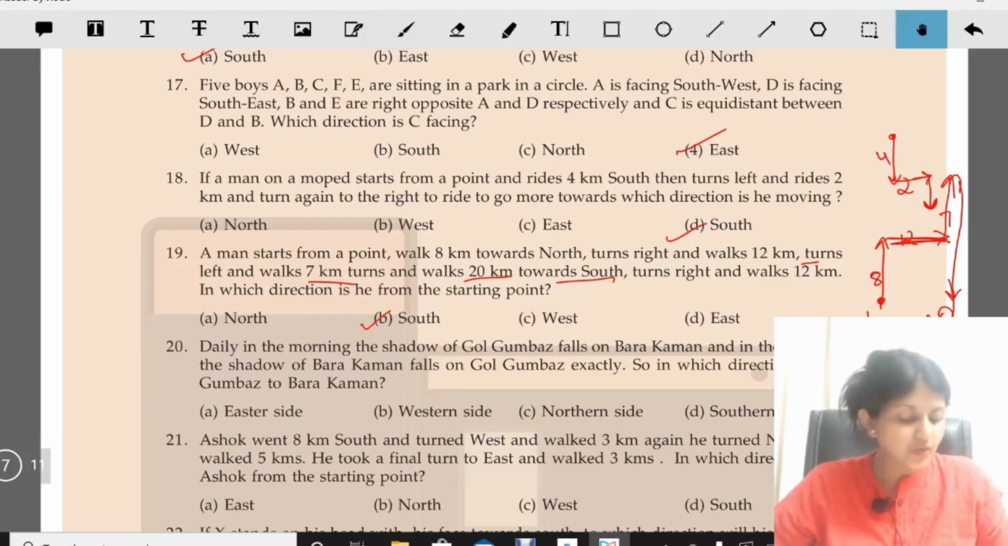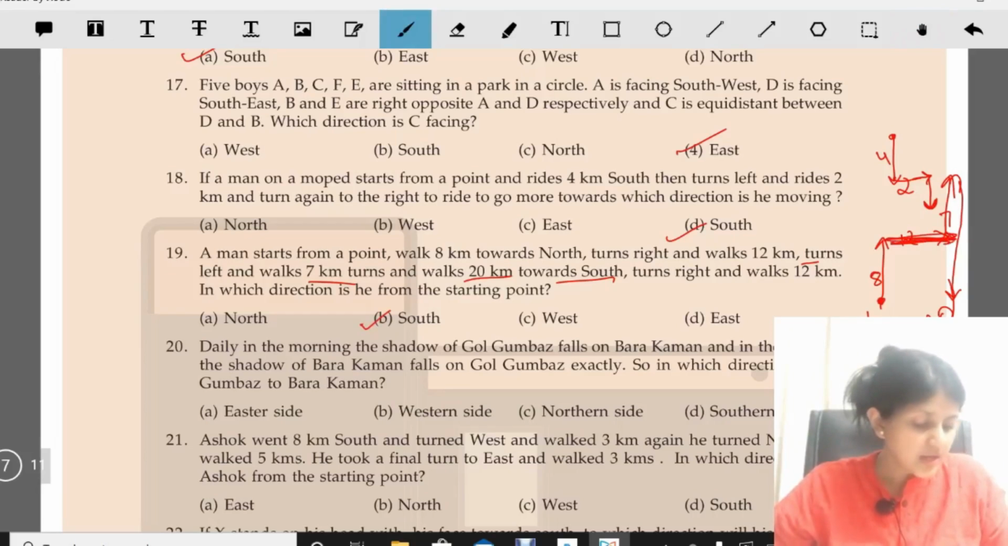So in such kind of questions, we have to take care. Like here he traveled 12 kilometers. Okay. Here he went 7 kilometers and he turned and walked 20 kilometers. Then again he traveled 12. So this is 12, this is 12. Again he is in the same line from the starting point. Starting point is here, he is here. So from starting point, he is in the south direction.